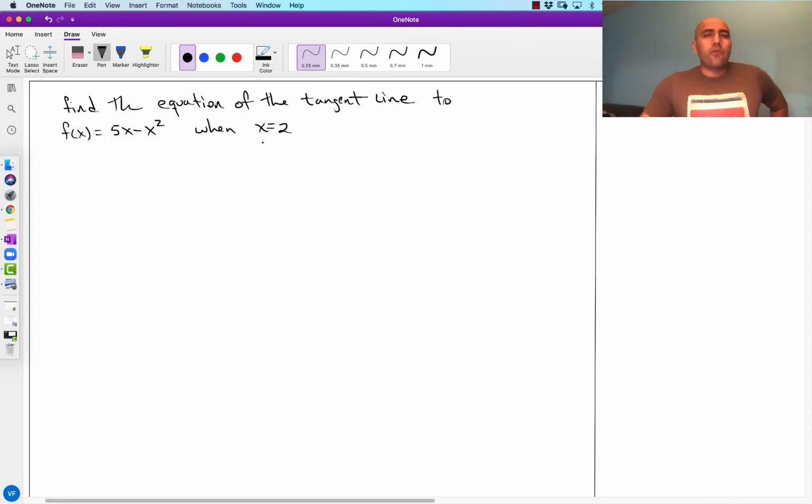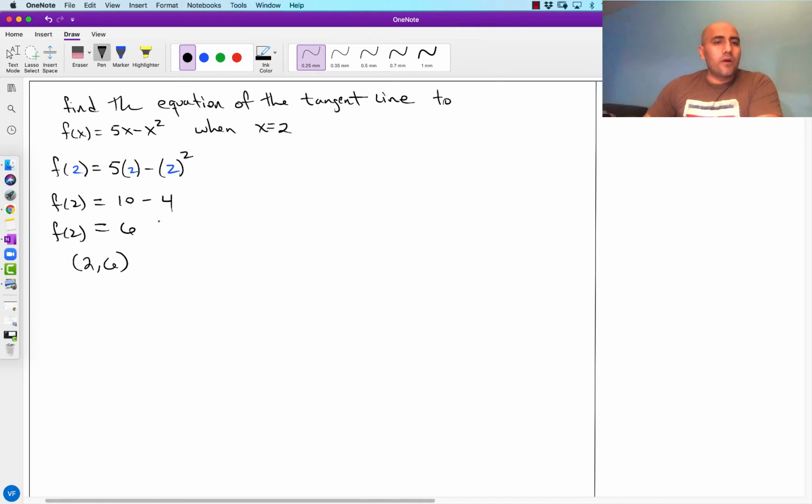Okay, find the equation of the tangent line to f of x equals 5x minus x squared when x equals 2. So the first thing we want to do is find the input-output relationship of this function when x equals 2. So we're going to find f of 2. F of 2 equals 6. So the ordered pair 2 comma 6 is where we're interested. In the previous theorem, this would be the point P.